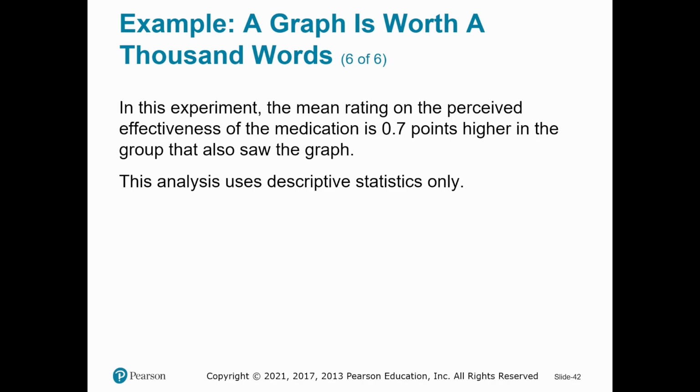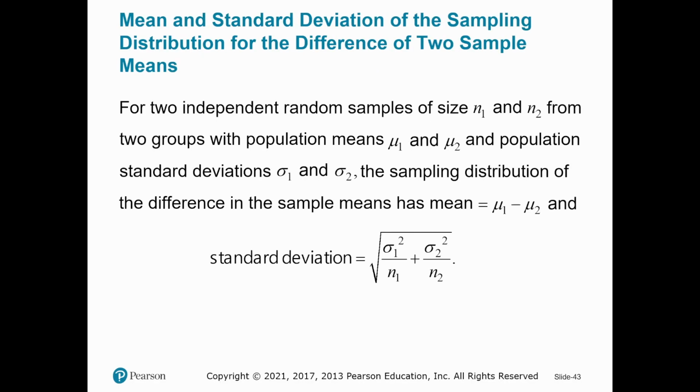Okay, so I already said this, but in this experiment, the mean rating on the perceived effectiveness of the medication is 0.7 points higher in the group that also saw the graph. This analysis uses descriptive statistics only. So the middle school student can use descriptive statistics. And I know this for a fact because both of my children went through middle school. So, yeah.